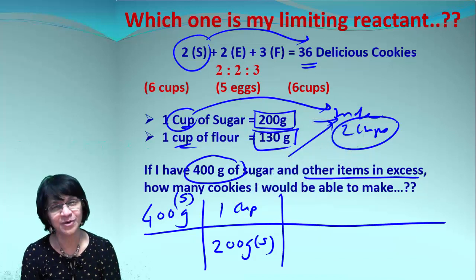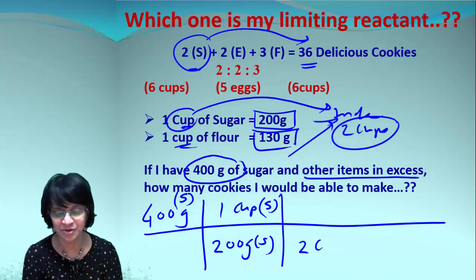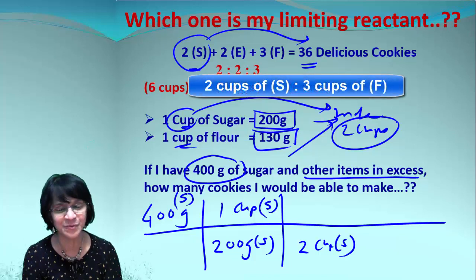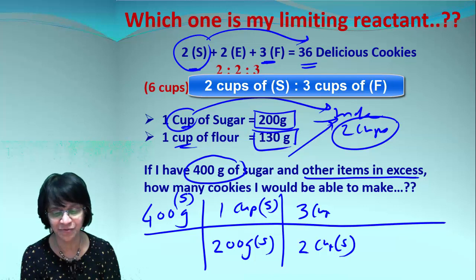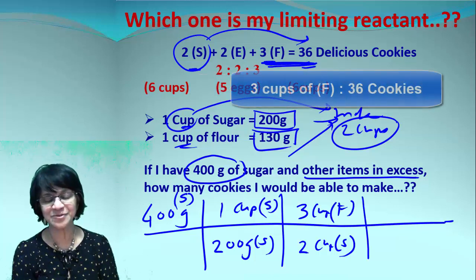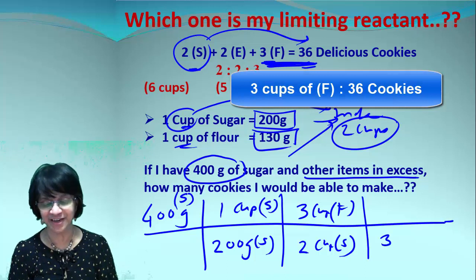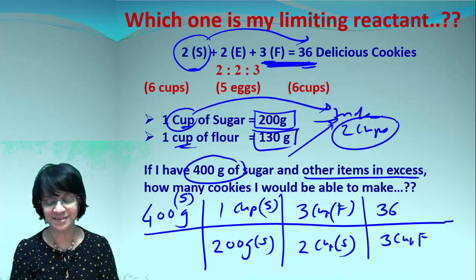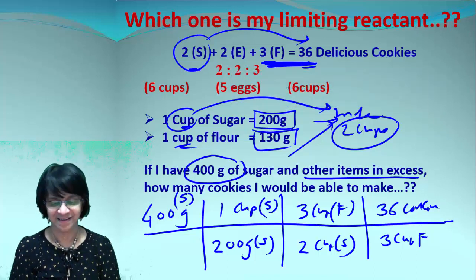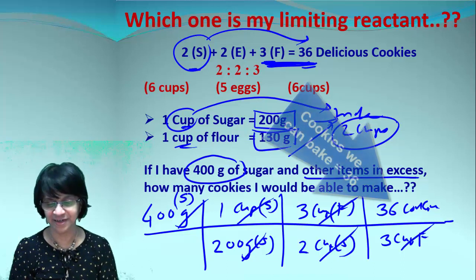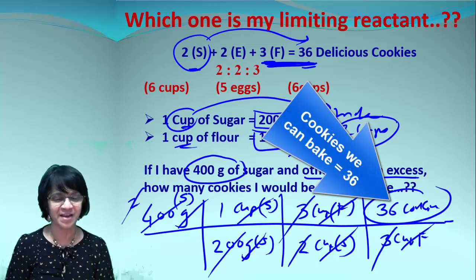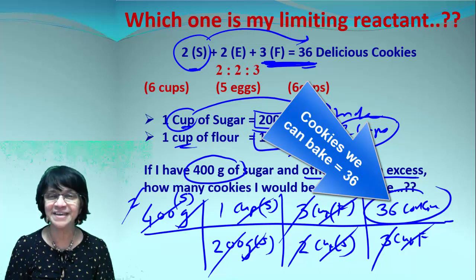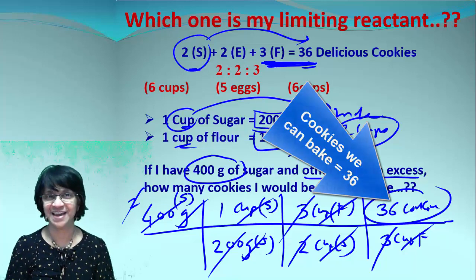Then I need to go to the ratio. So 2 cups of sugar will correspond to 3 cups of flour. And you know, from 3 cups of flour, you can go to the cookies. So you get 3 cups of flour to how many cookies? 36 cookies. So you can cross out all these similar units. So basically we are applying stoichiometry when we calculate how many cookies we can make.